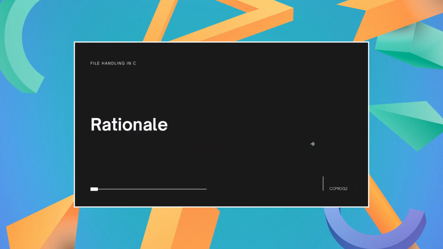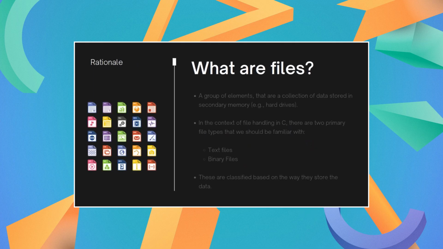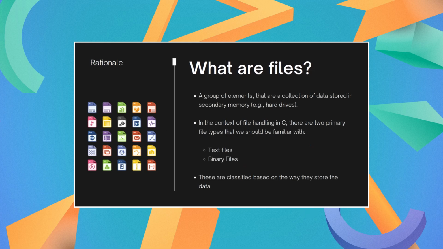First of all, it's important to have a firm rationale when dealing with files and file handling in C. In the first place, what exactly are files? Well, files are a group of elements that are a collection of data stored in our secondary memory, such as our hard drives, for reusability and future use. Now, there are many different file types, but in the context of file handling in C and CCPROG2, there are two primary file types that we should be familiar with: text files and binary files. These files are classified based on the way they store the data. I'll get more into that later.